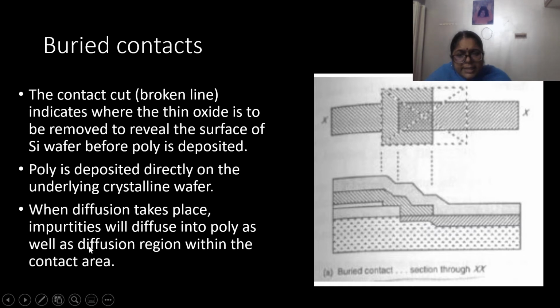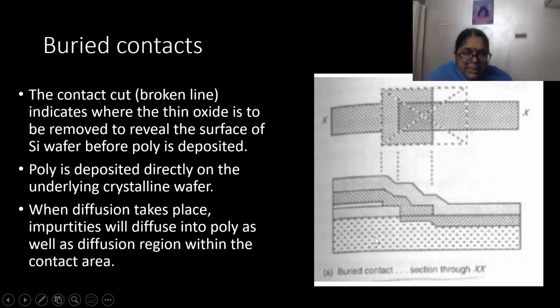The diffusion takes place, the impurities will diffuse into the poly as well as the diffusion region within the contact area. So when the n-type impurities are being added, then those n-type impurities are going to be passed through the polysilicon into the area where n diffusion needs to be placed.